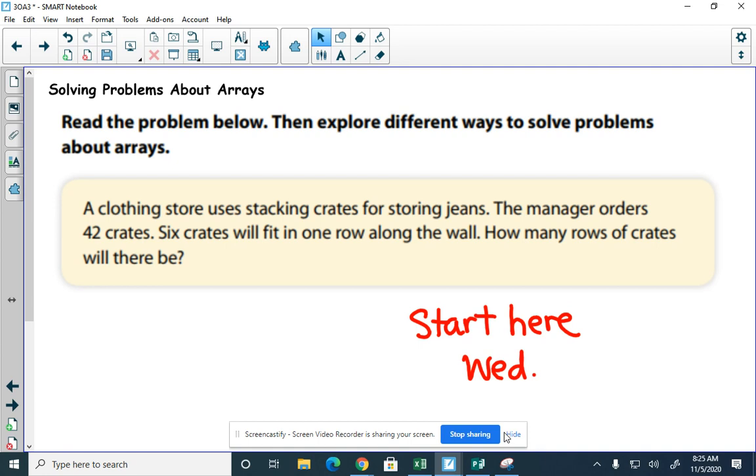Today's lesson is a continuation of the day before. We're going to be focused on solving problems about arrays today, one-step word problems and using array models to get them solved. So here's our word problem.